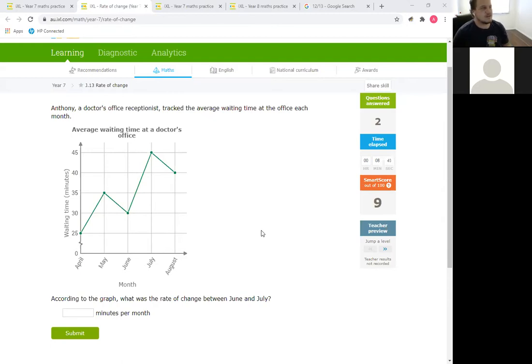So the change, in June we had 30, and in July we had 45. So there's 15 over 2 months. What's the change per month? So there's 2 months, and the change is 15. So 15 divided by the months of June and July.